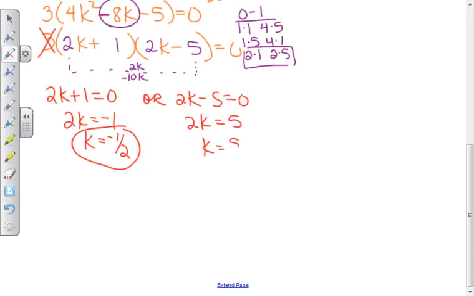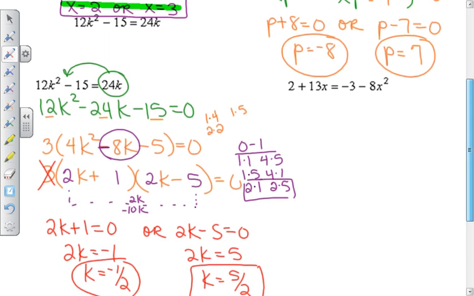K is 5/2. And this is a great example of why graphing isn't always the best choice, because it is an approximation. If it doesn't hit neatly on a vertex, you are estimating. Algebra, solving like this, you always get exact.